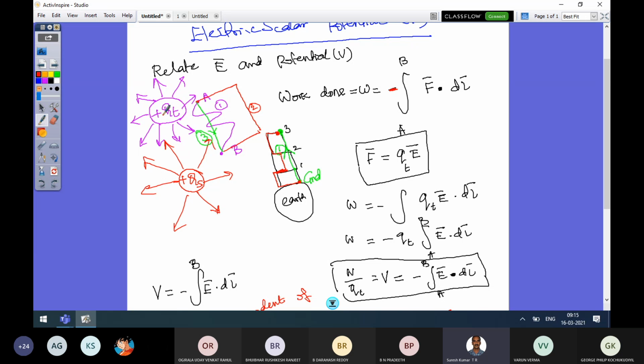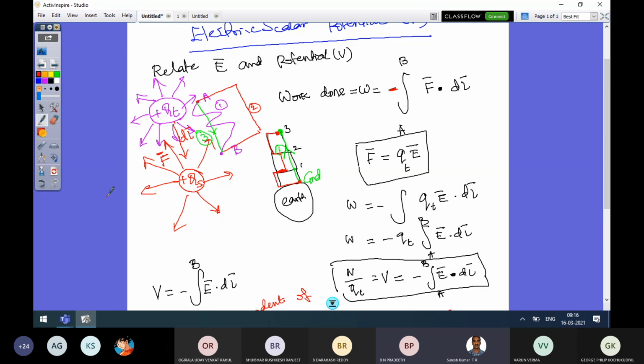Both are positive, so you will try to push each other. There will be a repulsive force. Now you are trying to move toward this source charge. This is the repelling force, and you are displacing by dl, so you are walking against the field, trying to move toward the source. That's why we put that minus sign.